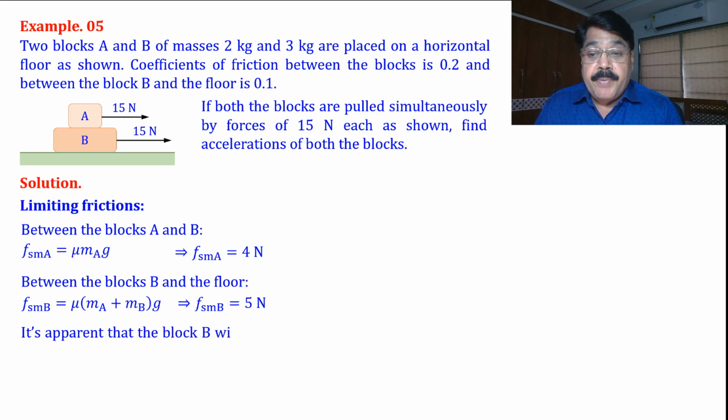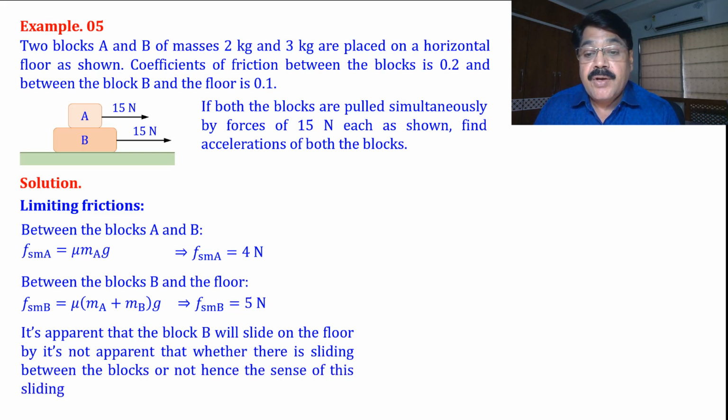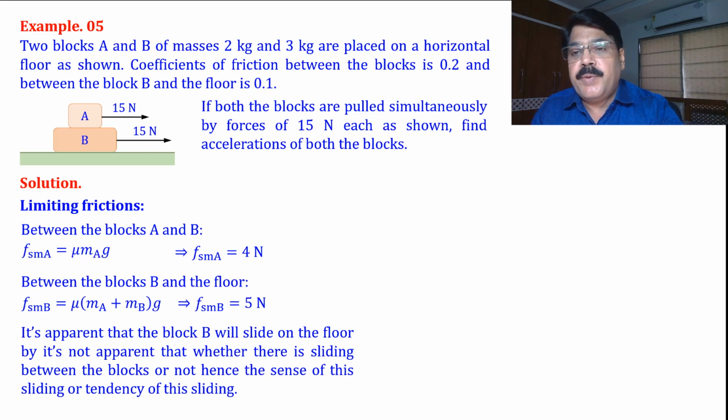As seen earlier, it is apparent that block B will slide on the floor, but it is not apparent whether there is sliding between the blocks or not. Hence the tendency of sliding, and hence the sense of this sliding or its tendency. By observing these values, we cannot say whether there is sliding between blocks A and B. If we cannot say there is sliding, we cannot predict the tendency of sliding as well as its sense, its direction. To decide the direction of friction here, we calculate the accelerations of both the blocks, assuming friction to be 0 at the surface where we are investigating friction, and nowhere else.